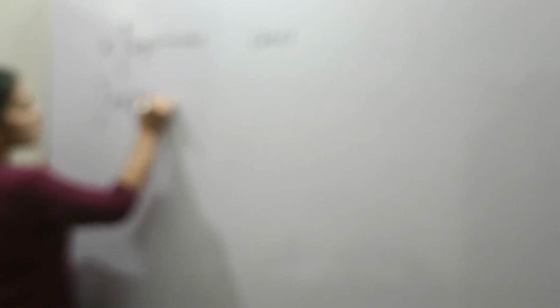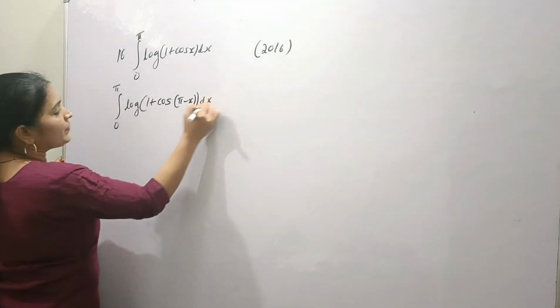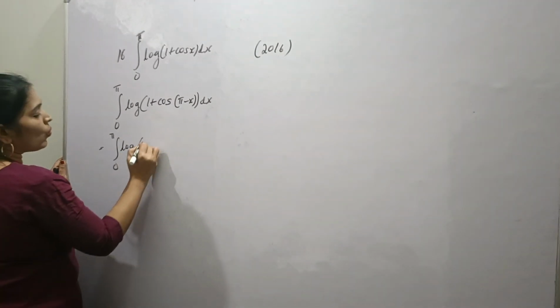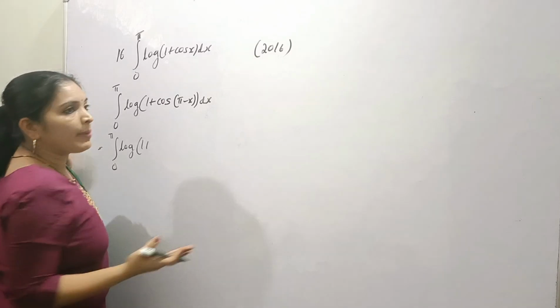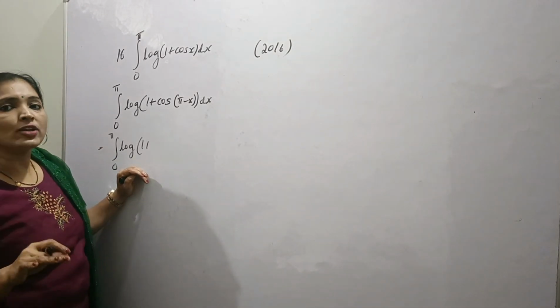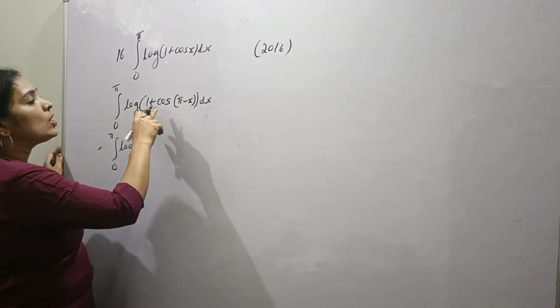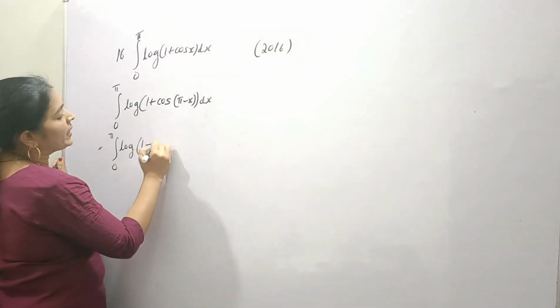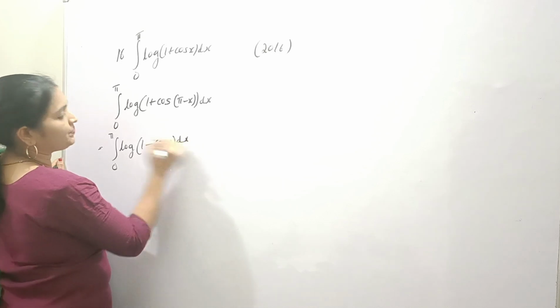That is log of 1 plus cos of (pi minus x) dx, which is equal to integral 0 to pi log of 1 plus cos (pi minus x). Pi minus x lies in the second quadrant, and in the second quadrant cos is negative. Therefore cos of (pi minus x) is minus cos x, so we get 1 minus cos x dx.